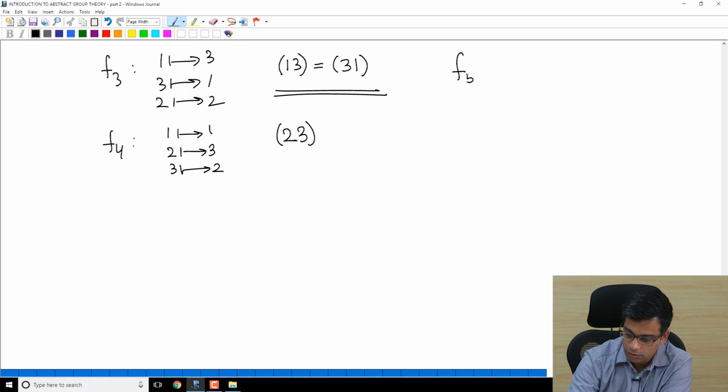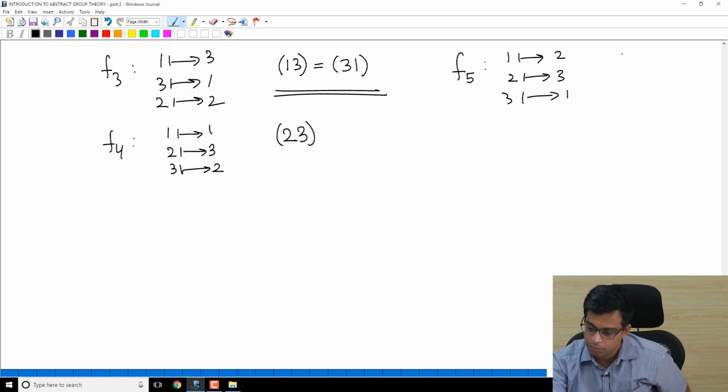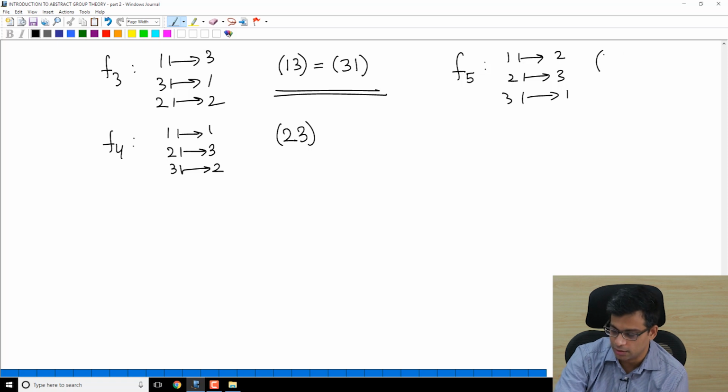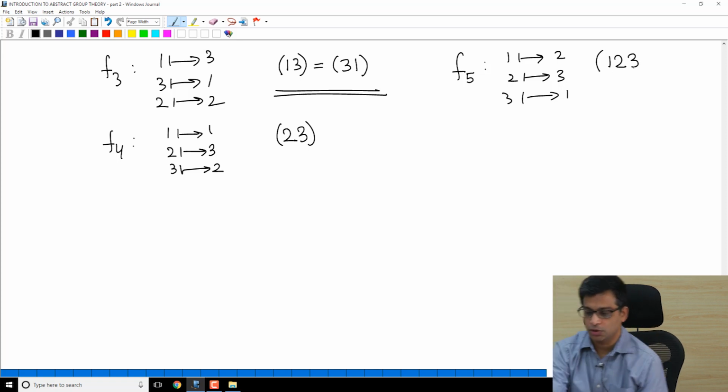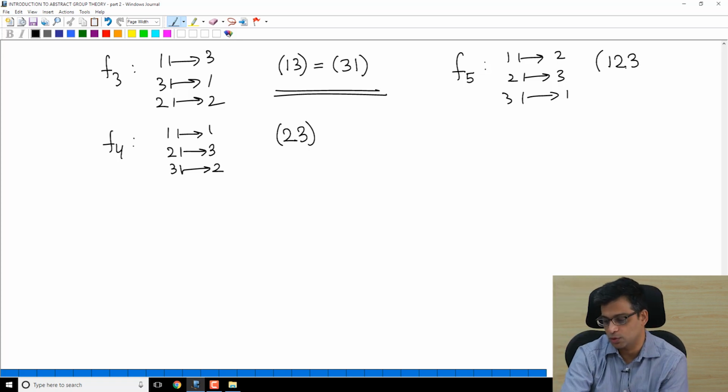F5, F5 was 1 goes to 2, 2 goes to 3, 3 goes to 1. So this is more interesting. So now let's put the bracket and start writing the cycle notation. I put 1, 1 goes to 2, so I put 2, 2 goes to 3. Now I cannot close the bracket like earlier, because 2 doesn't go to 1, 2 goes to 3. So I have to put 3, which has not appeared so far, next to 2. But now 3 goes to 1, so 1 is the first element, so I close the bracket.